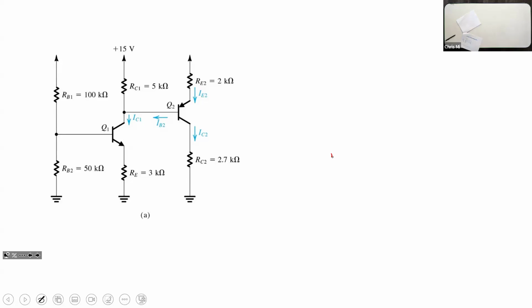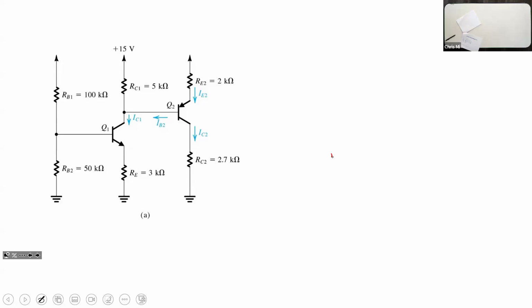Looking at this problem, we didn't go through the details, and this is from the book, so you can read the book. What the book did is initially assume beta is infinity and do the problem, then add IB2 back into IC1 to resolve the problem, and compare the errors between them, which was very small. So it did two iterations.